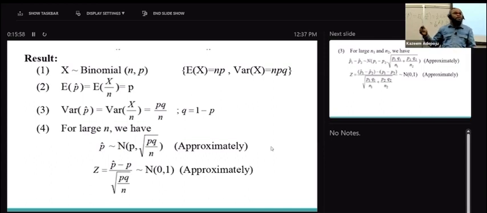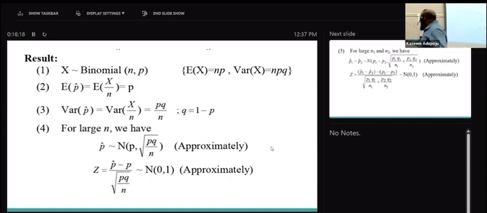Therefore, we've been able to prove that the expected value of P cap would be equal to P. Is there anybody who wants to ask a question about how I derived that? That is number 2 now. Okay? P cap becomes a random variable, and we just proved that the expected value of P cap equals P. Does that make sense?